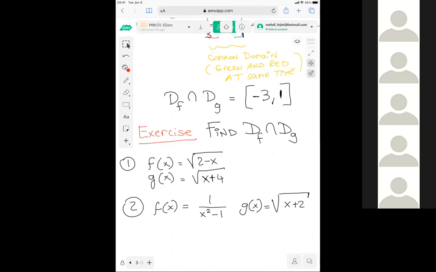All right, is there any question about number one? Any guess? Yes. The common domain would be minus four to two. Yes, absolutely. That's correct. Very good. And are you done with number two? No, I'm starting it. Okay. No problem.